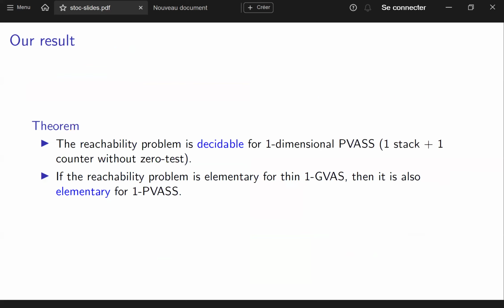Here are our main results. We prove that the reachability problem for one-dimensional pushdown VAS is decidable. In other words, we prove that the reachability problem in automata with one stack and one counter is decidable. Regarding complexity upper bounds, we prove that the reachability problem is elementary if the reachability problem is elementary for thin 1-GVAS. We'll see later what thin 1-GVAS are. This is a simpler model for which we conjecture that the reachability problem is elementary.